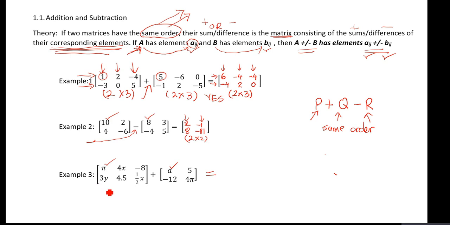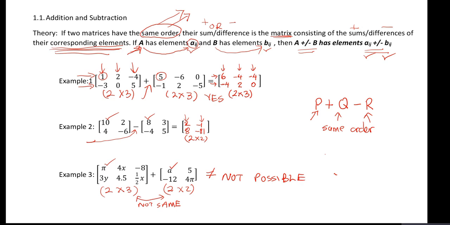So let's check the order of the first matrix. How many rows do we have here? 2. How many columns? So that's a 2 by 3. What about the next matrix? What am I adding? I'm adding a 2 rows, 2 columns. But it's not the same. These two are not the same order. So is this addition possible? No, it is not possible. I cannot add those two.